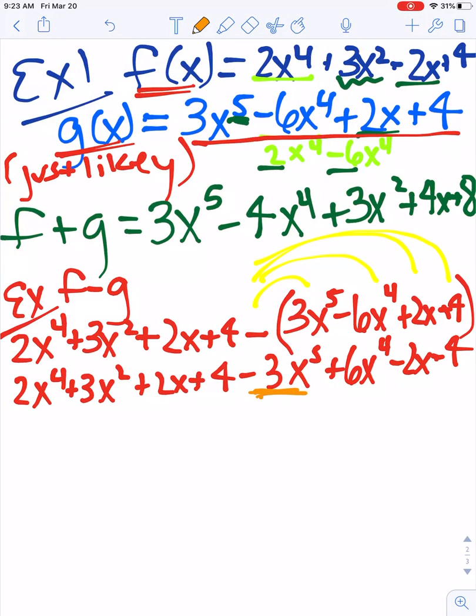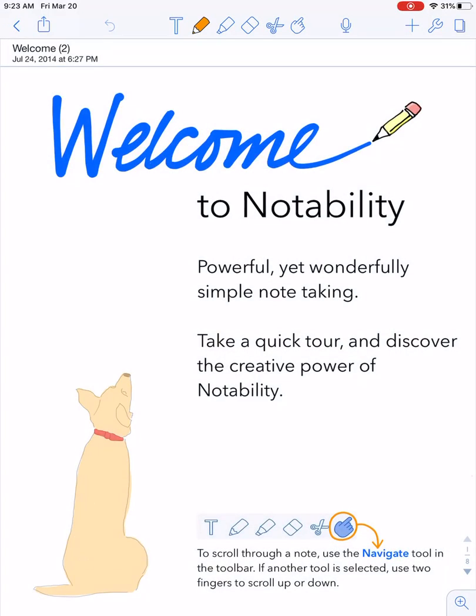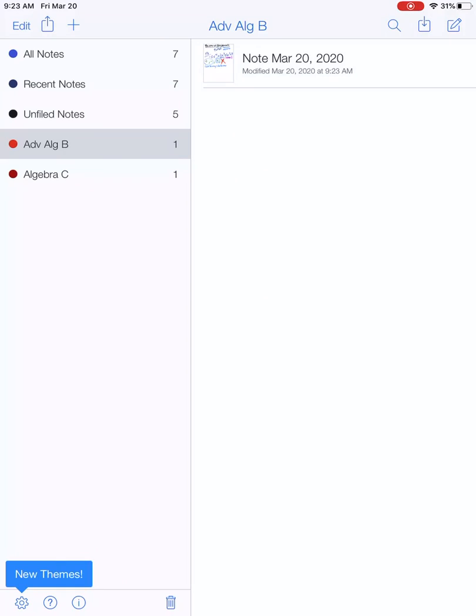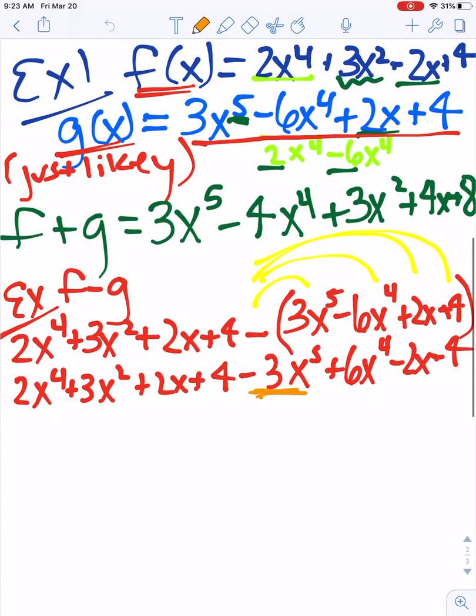So I have an x to the 5th term. I still don't have any other x to the 5th terms. My apologies about that. Going back in, we get a negative 3x to the 5th. Then we're going to look at our x to the 4th terms. So I have a positive 2x to the 4th and a positive 6x to the 4th. 2 plus 6 gets me plus 8x to the 4th. That's why you have to remember to distribute that negative, because otherwise your x to the 4th term would be wrong.